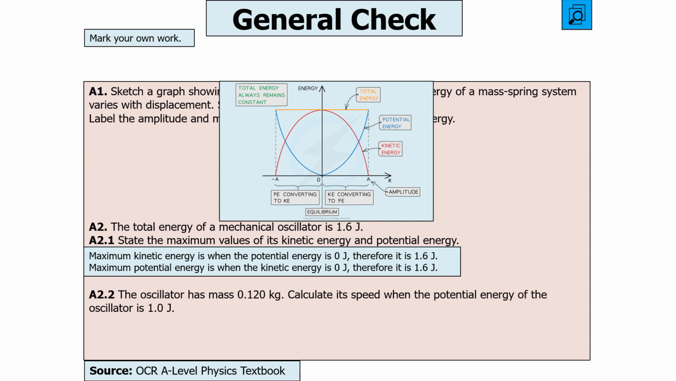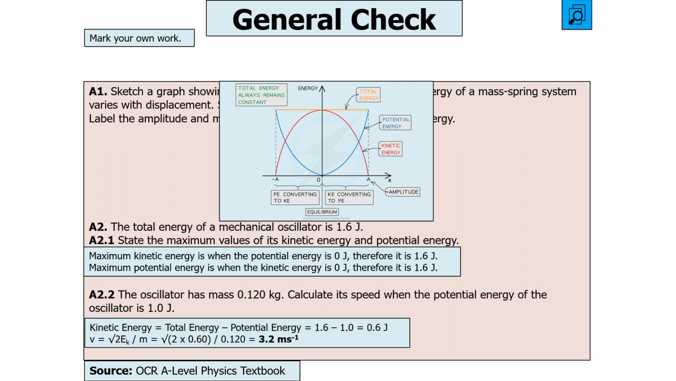Now this next one, we know that the kinetic energy is a half mv squared, but what's the kinetic energy going to be? Well, it's the total energy overall minus the potential energy. So it's 1.6 minus 1, therefore it's 0.6 joules. So we say 0.6 joules is the kinetic energy. Therefore v equals the square root of 2 Ek over m, having rearranged Ek as a half mv squared. So we get 3.2 meters per second.